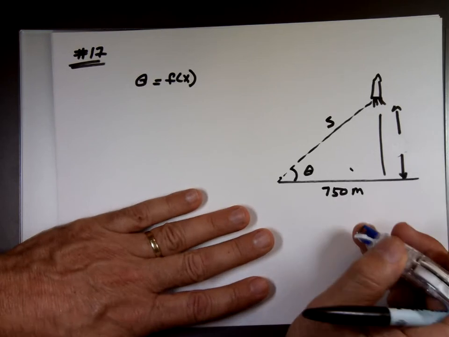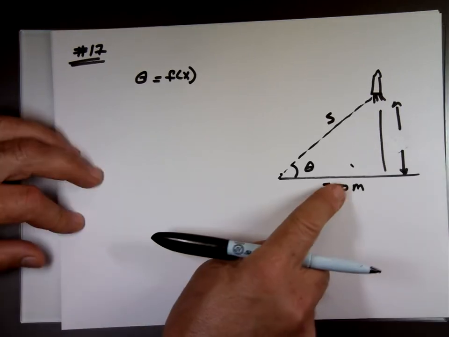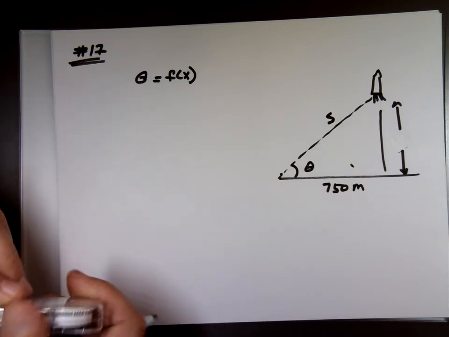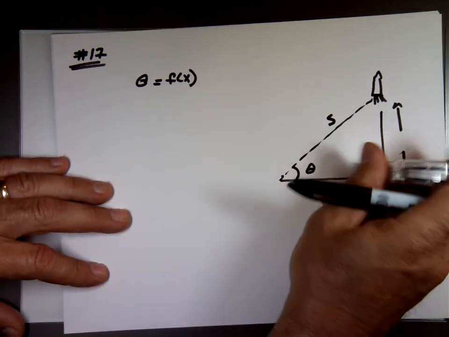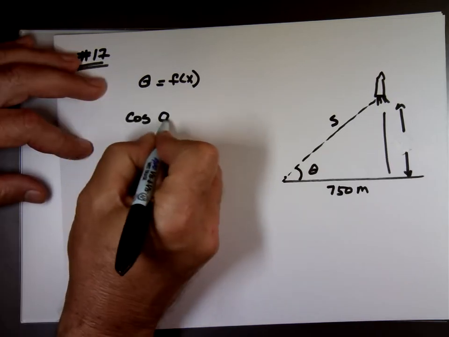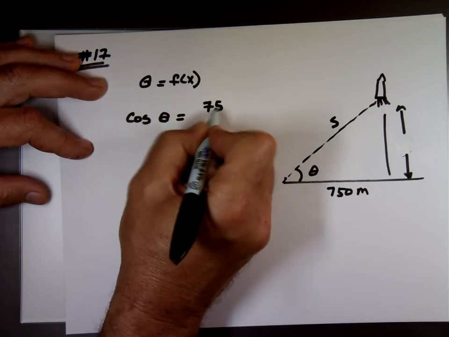Now when you look at that, we have this side, which is what? The adjacent, and we have that side, which is the hypotenuse. So we know cosine theta, it's the adjacent, which is what? 750 over the hypotenuse, which is S.